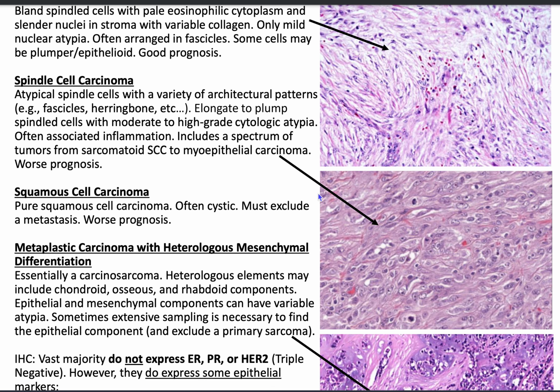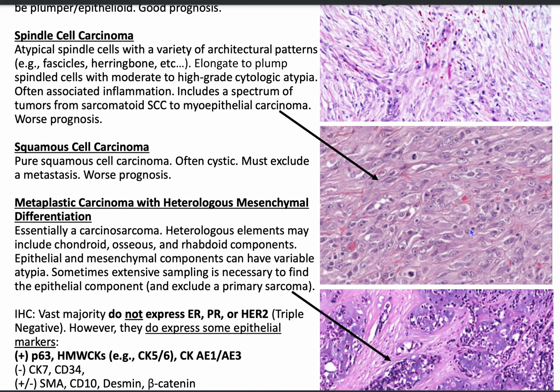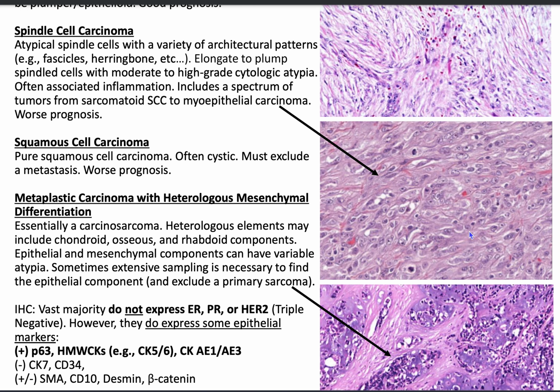Then you have your spindle cell carcinoma. Spindle cell carcinomas can have a wide variety of architecture, including fascicles and herringbone. They can be plump or elongate, and they can have moderate to high cytologic atypia. It includes a spectrum of tumors from sarcomatoid spindle cell carcinoma to myoepithelial carcinoma, and this has a worse prognosis.